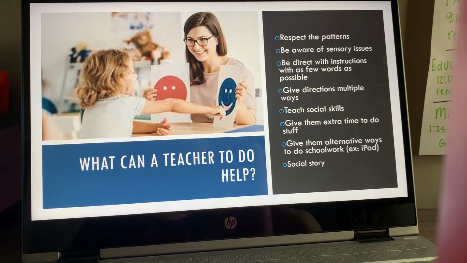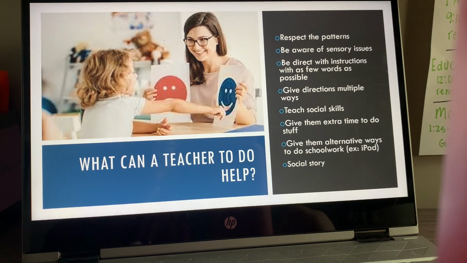Give them extra time to do stuff. That's a big one, because they might not work as fast as other students, and it is important that they do finish their work as well. So giving them extra time is a good way to do stuff, and we just have to be patient and let them do it so that they understand as much as the other students understand.